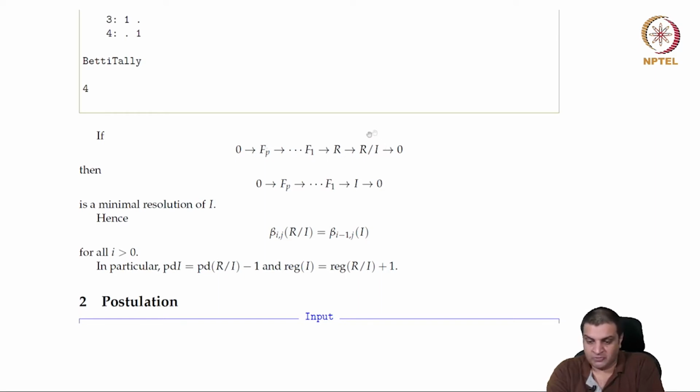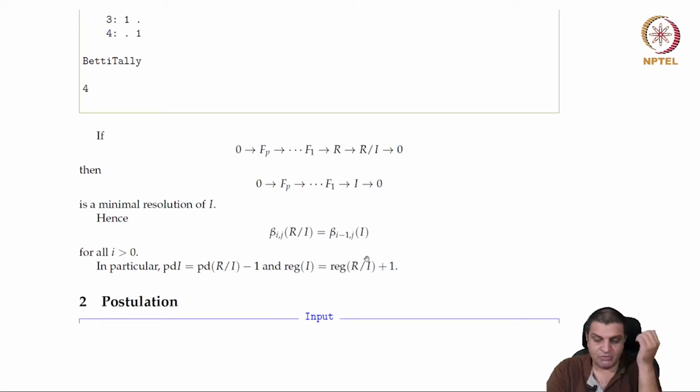Then just chop off this part, we get a free resolution of I. And conversely, if you have a minimal resolution of I, just put an R in here and then we get a free resolution of R mod I. So, if you look at the graded Betti numbers, beta ij of R mod I is beta i minus 1 j of I. So, hence the projective dimension of I would be 1 less than the projective dimension of R mod I, because the resolution has gotten shorter.